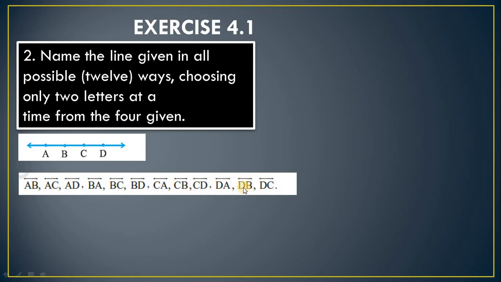So this is the concept of 12 different lines, because in the question they are asking to name the line in all possible ways, choosing only 2 letters at a given time from the 4 given. So here you have to give the name for the line. 12 combinations you have to use there.